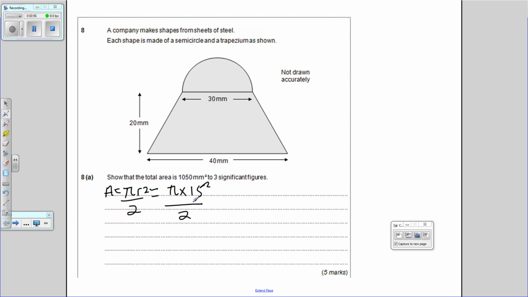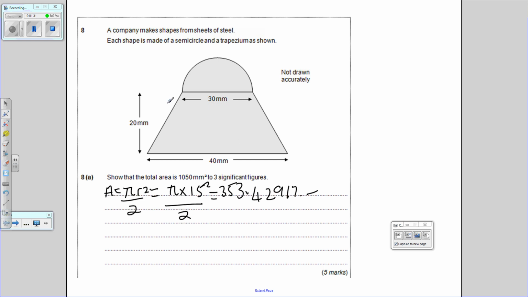If I just type this into my trusty device, pi times 15 squared divided by 2 equals 225 over 2 pi. You can leave it in terms of pi for now if you want, but I'm just going to put it as a decimal, 353.42917, blah blah blah. I won't round it up too much. So that's the area of the semicircle.